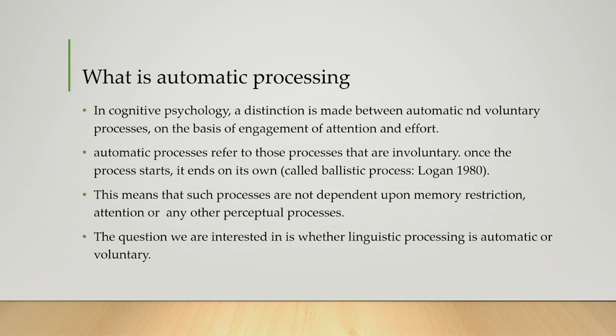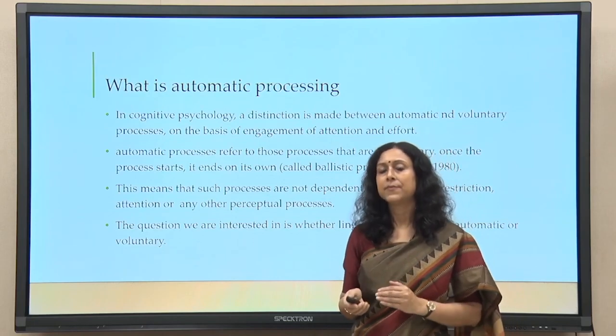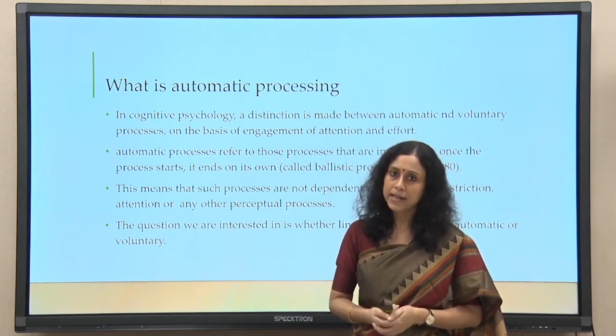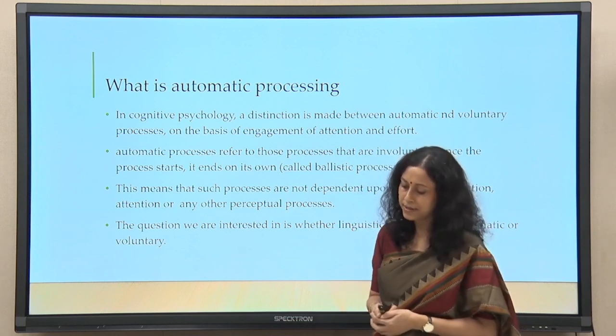Automatic processes refer to those processes that are involuntary: once the process starts, it ends on its own. It is something like a ballistic process, as per Logan 1980. If you are interested, you can go to this paper, where there is a detailed discussion. This means that such processes are not dependent upon any other cognitive apparatus like memory. When it comes to memory, there can be memory restrictions and various other aspects of memory. Similarly, attention or any other perceptual processes. So, the definition of an automatic process in cognitive psychology is those processes that we are capable of carrying out without these other mental or cognitive apparatus.